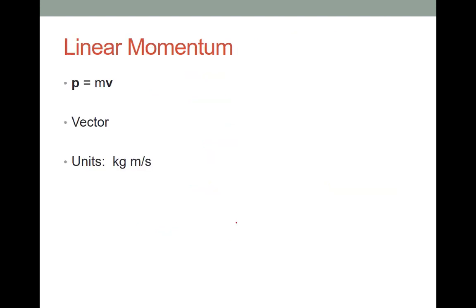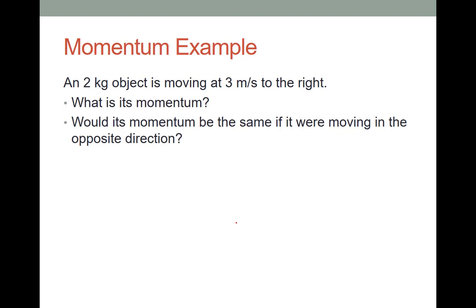So what is momentum? Momentum is the mass multiplied by the velocity. Because velocity is a vector, momentum is a vector as well. The units of momentum are kilograms times meters divided by seconds. So now let's think about this for just a moment. We have a 2 kilogram object moving at 3 meters per second to the right. We want to know its momentum.